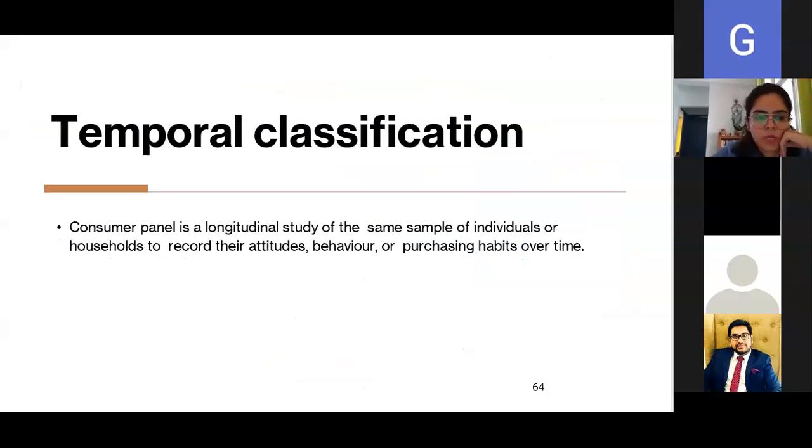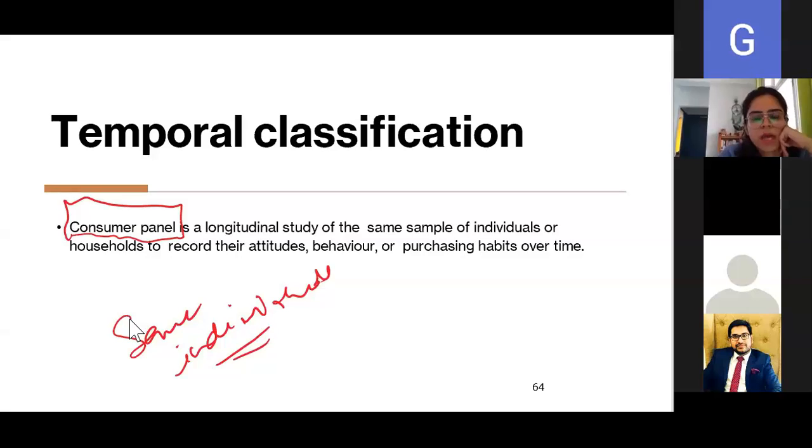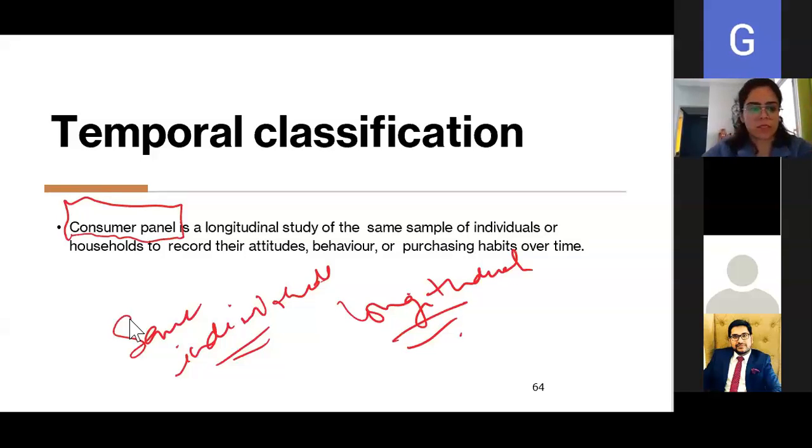Okay, so the temporal classification is consumer panel. What is a consumer panel? I discussed this consumer panel yesterday. Ma'am, the same individuals, same persons who are in the survey for a long period of time. Yes. So you take them in your panel, and they have already agreed that they'll be part of whatever studies you are conducting. So you are using the same individuals, so it's more of a longitudinal study that you are conducting.